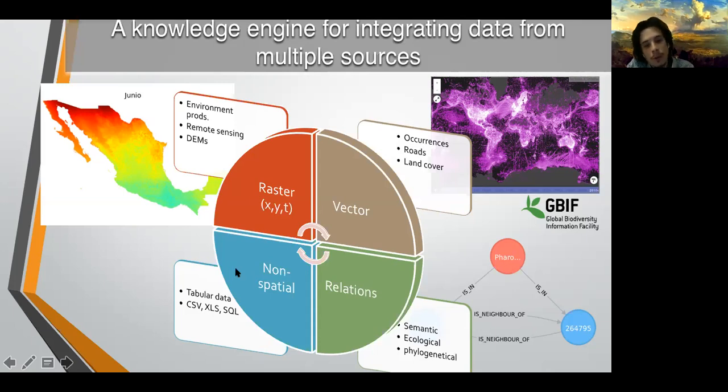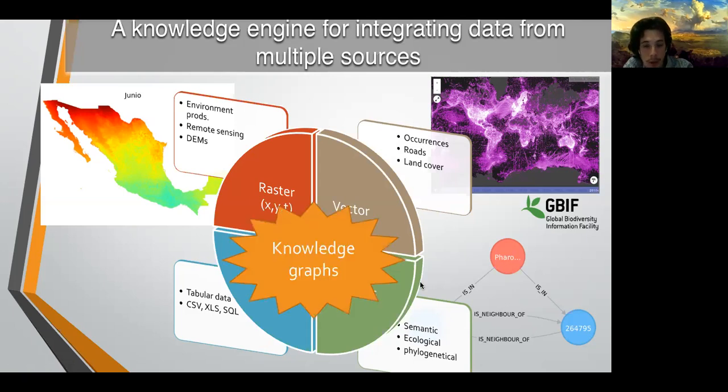It also supports non-spatial data, which could be CSV files, Excel files, SQL. What is innovative here is that we are using different types of relations to represent complex concepts, for example, ecological relationships like trophic relationships or ancestry relationships. And we call these knowledge graphs.